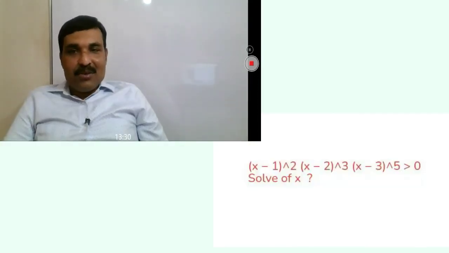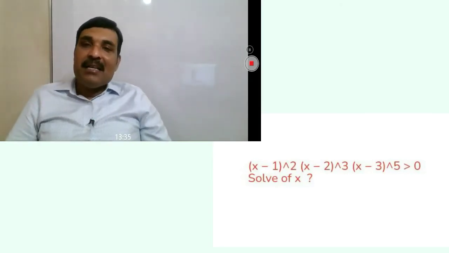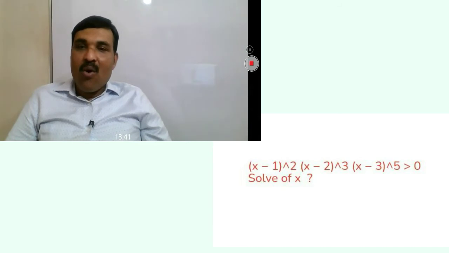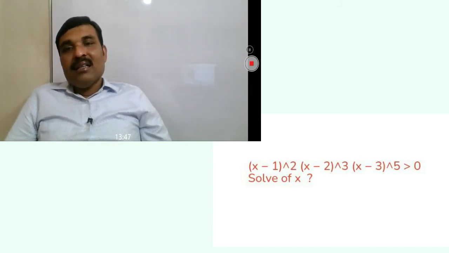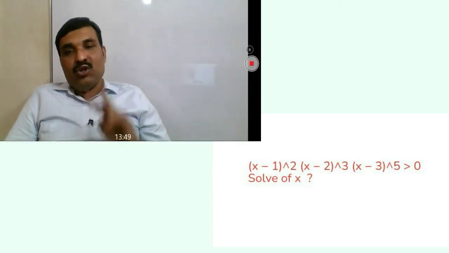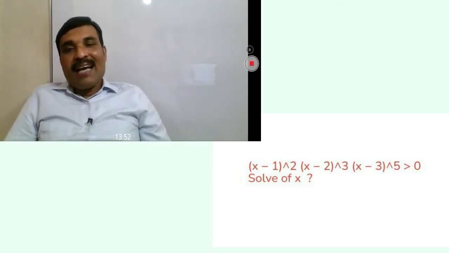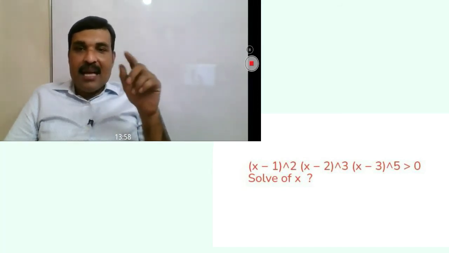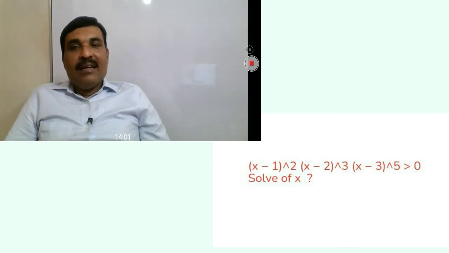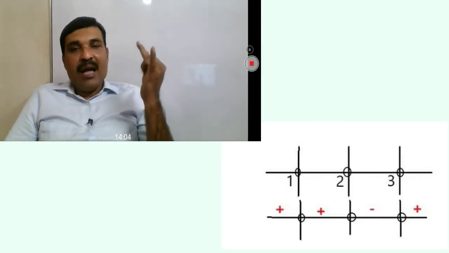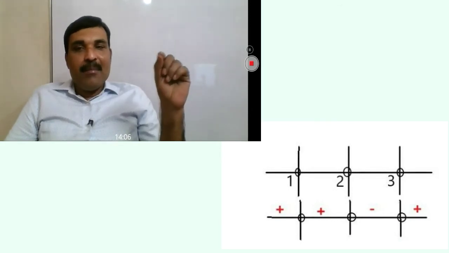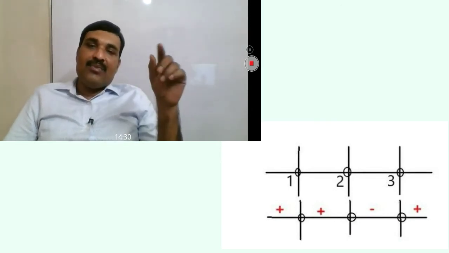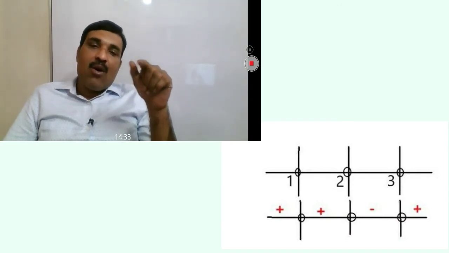Now consider a question, x minus 1 the whole square multiplied by x minus 2 whole raised to 3 multiplied by x minus 3 whole raised to 5. So the power of the factor x minus 1 is 2, that is an even number, and the power of x minus 2 that is 3, that is an odd number, and the power of x minus 3 that is again an odd number. So we trace the points, it is 1, 2 and 3. Mark these points on the number line. But our inequality is greater than 0. So we mark this point by using a hollow circle.